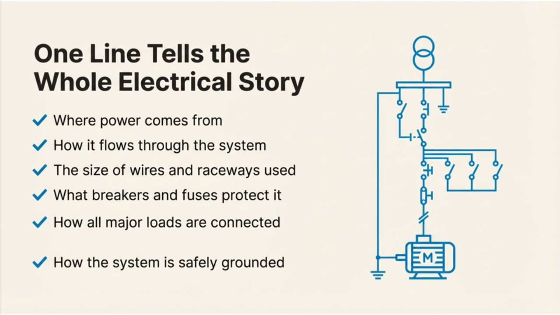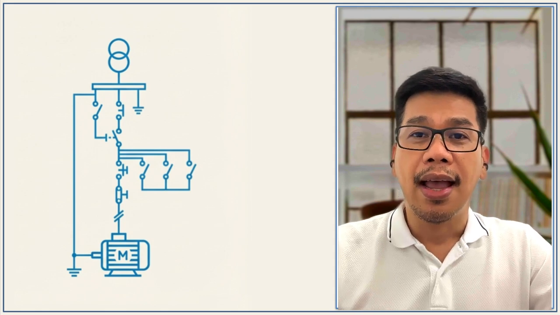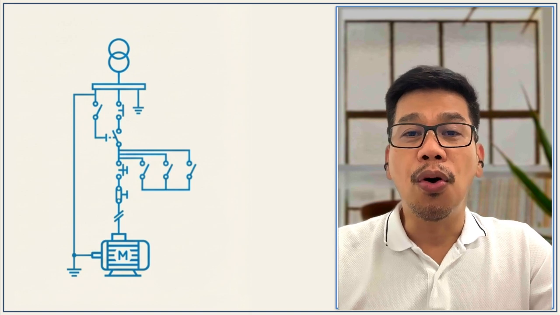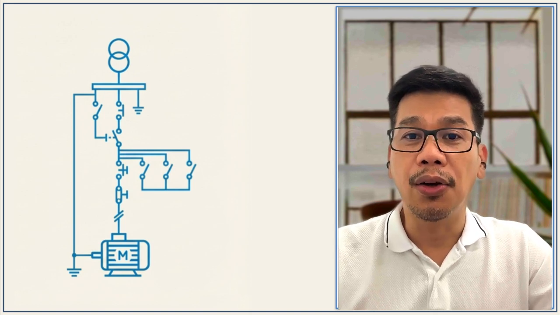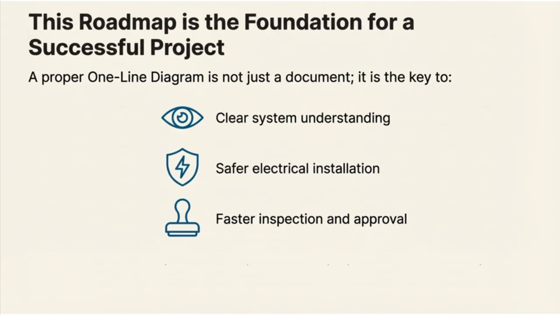It shows the source, feeders, loads, protection devices, and grounding. This allows engineers to analyze the system as a whole and ensure that all components work together safely. Ito na yung buong kwento mula source hanggang load, kita mo ng lahat. Okay. In summary, the one-line diagram is the complete electrical roadmap of the system, a foundation for successful project or reference guide for smooth facilities operation.